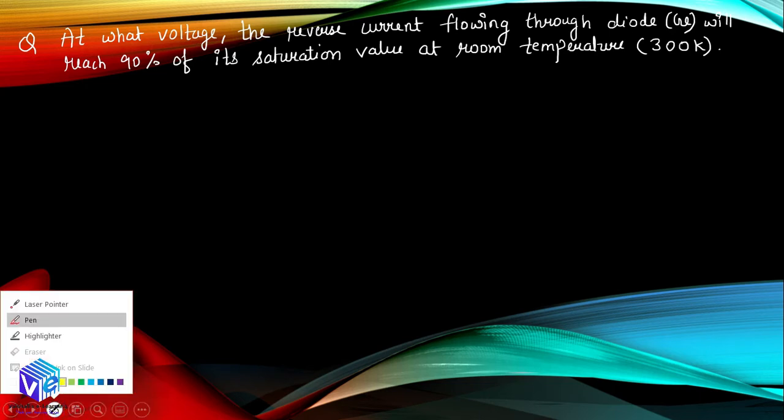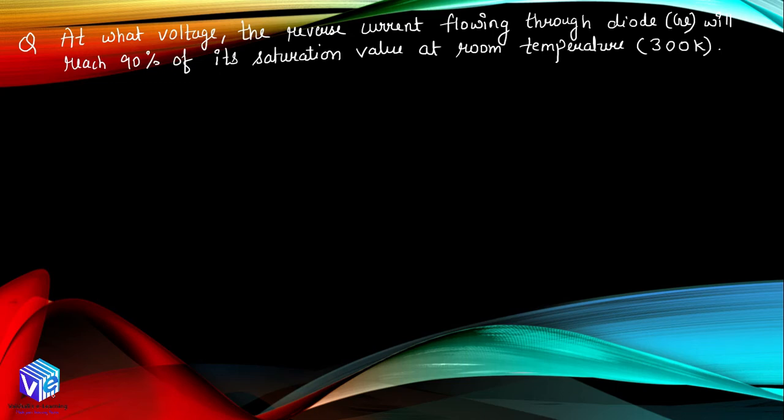The next question states at what voltage the reverse current flowing through the diode, the germanium diode, will reach 90% of its saturation value at the room temperature, right? So the temperature is given, and room temperature is 300 Kelvin. We know what is the Vt at 300 Kelvin, which is 26 millivolt, right? So this we have already computed, and we know the formula of the current I is equal to I naught e raised to power V upon eta Vt minus 1.